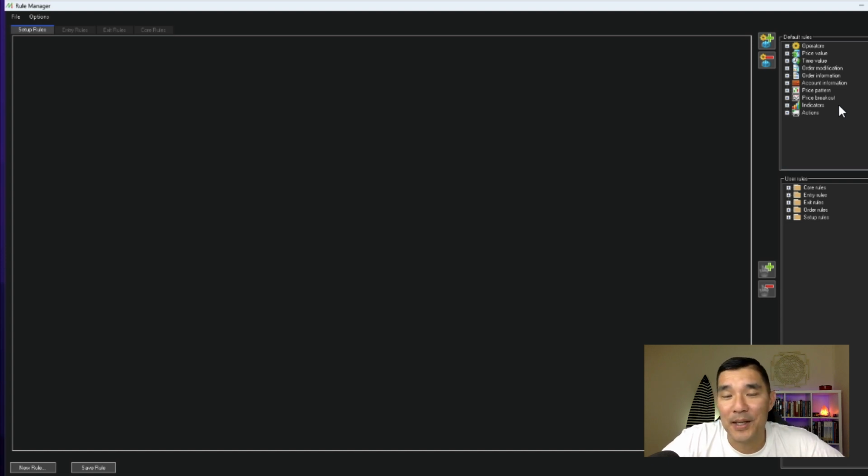The only downside, at least right now, is that you cannot export this to a MetaTrader EA. They are working on that, so that will come in the future. But right now, that's not possible. However, if you do have a complete trading strategy working inside the Rule Manager, you can take that logic and just send it over to a programmer, and the programmer can code it up for you.